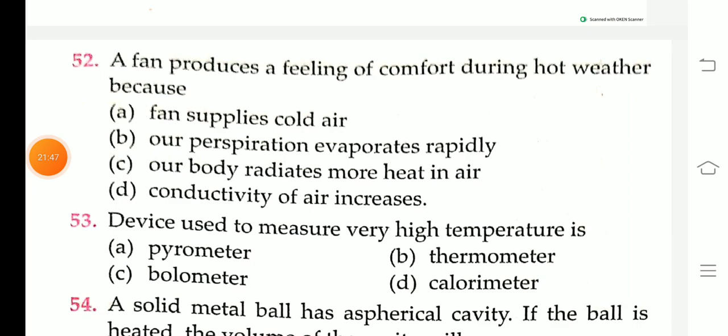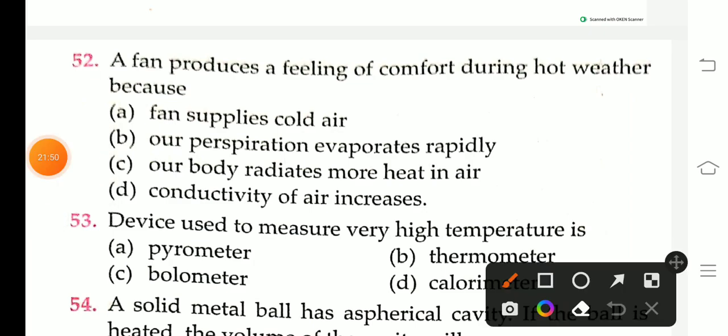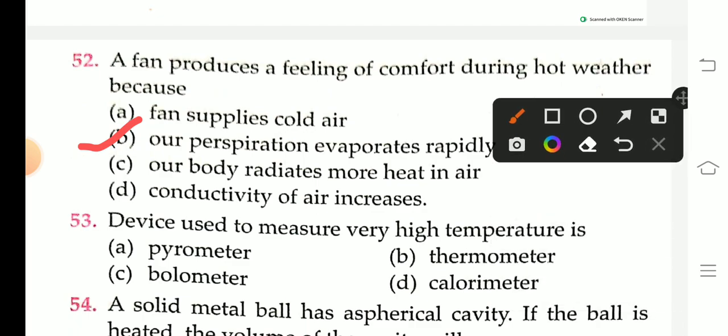Next, a fan produces a feeling of comfort during hot weather because right answer will be option B. Our perspiration evaporates rapidly. Next, device used to measure very high temperature is, right answer will be option A, pyrometer.